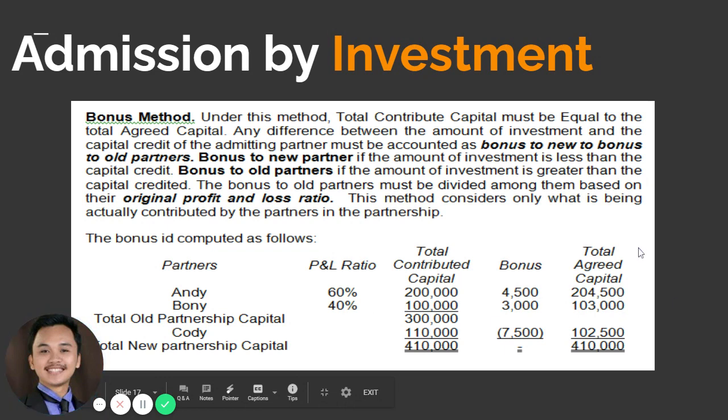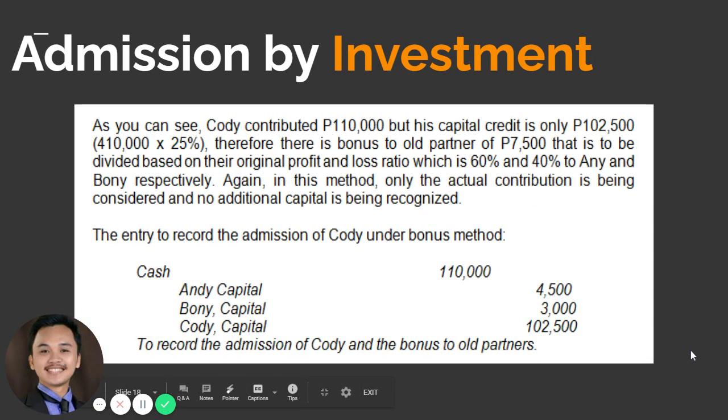So therefore, we can now compute for the total agreed capital. So ang agreed capital nato diri karon will now be 204,500 for Andy, 103,000 for Bonnie, and 102,500 for Cody. So the pertinent journal entry would include this one. So the entry to record the admission of Cody under bonus method would include debit to cash for 110,000 and then credit Cody capital for only 102,500. Pero the 7,500 will be credited to Andy and Bonnie capital. So it will increase their capital account in the partnership.